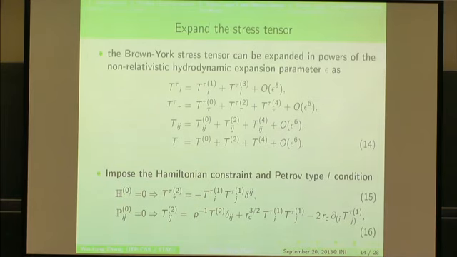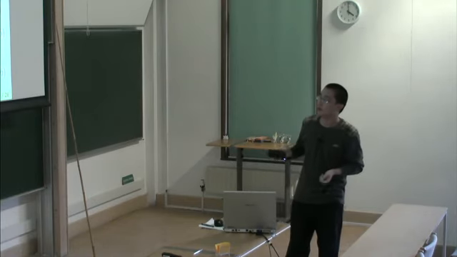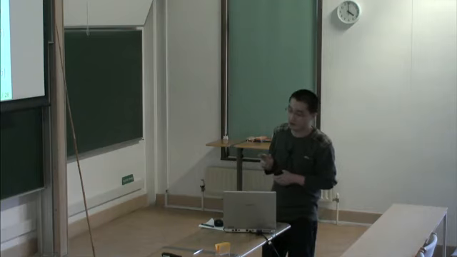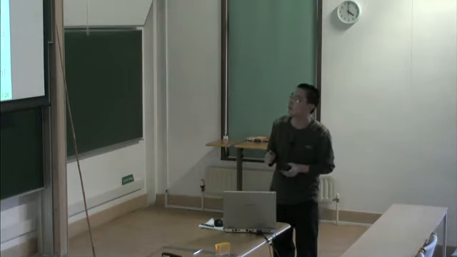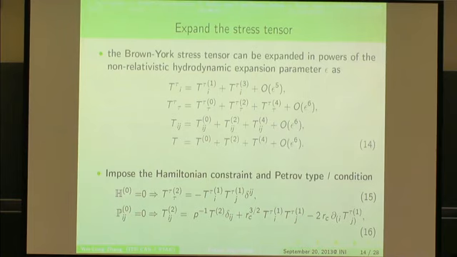We have said the Hamiltonian constraint is the relation between the stress tensors, just like the equation of state. And the Petrov condition is an additional constraint. We just put the stress tensor into the constraints, and also expand the constraints order by order in this expansion. So at this order, if we solve the Hamiltonian constraint and the Petrov type I constraint first, we can get the second order of the stress tensor in terms of the lower order, and also express the ij components of the stress tensor in terms of the tau_i components.